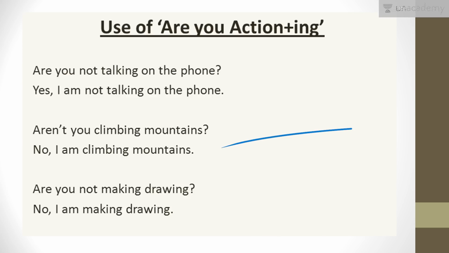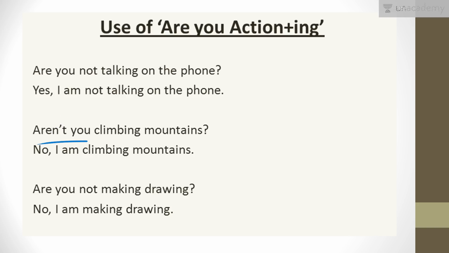Now you can clearly see that in this question I have written, are you not? And in this question I have written, are not you. This is the difference. Here I have used are you, and then I've used this not. And here I have used this not here. That means are not. This is are not you.